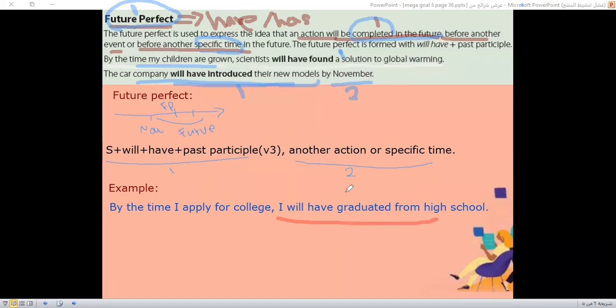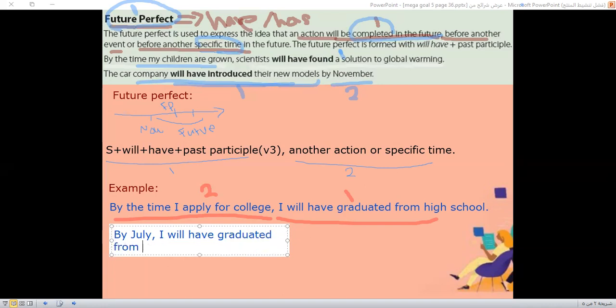حتى يكون واضح لنا لأنه المعنى مرتبط فينا. So I will have graduated from high school. Of course, this is the first action. The second one is what? By the time I apply for college. You can also say by July. For example, if I'm going to use the same one, I can use a specific time. مثلا July تقريبا يصادف ذو الحجة. So I would say by July, I will have graduated from high school.